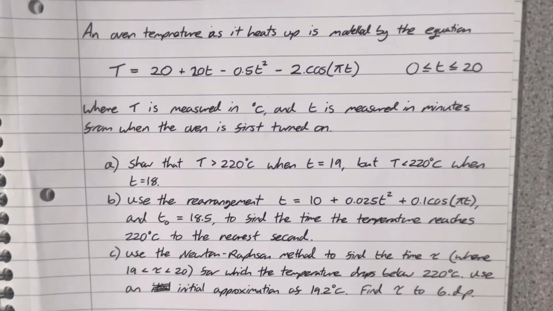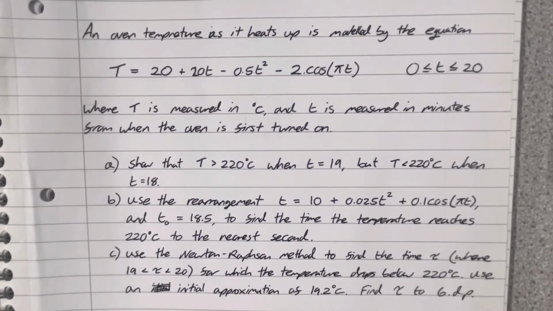And finally, part C, use the Newton-Raphson method to find the time tau, where tau is between 19 and 20, for which the temperature drops below 220 degrees Celsius. Use an initial approximation of 19.2 and find tau to 6 decimal places. Okay, so it is exactly the same maths as we have been doing, it's just now applied in a situation.